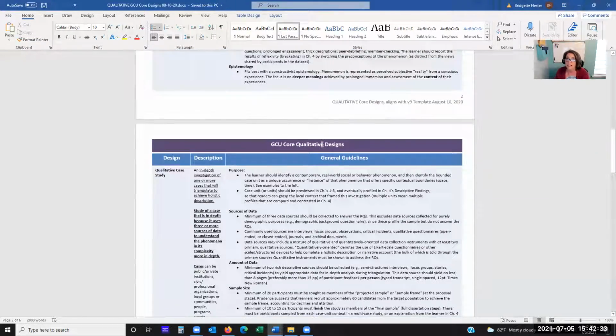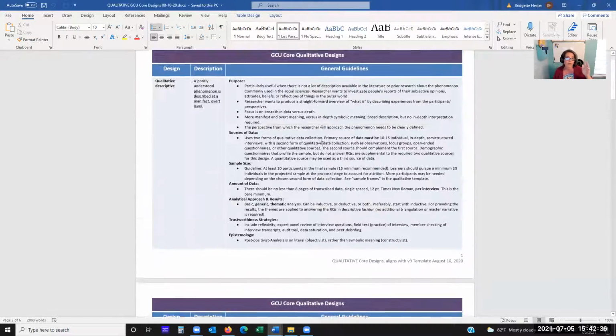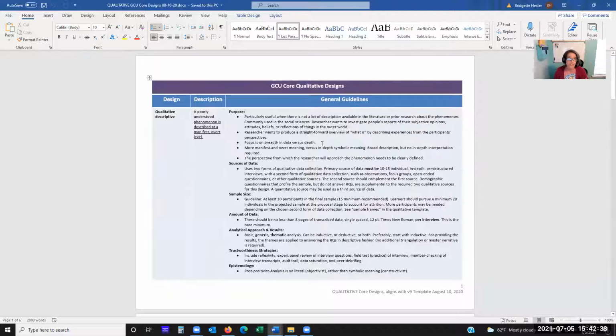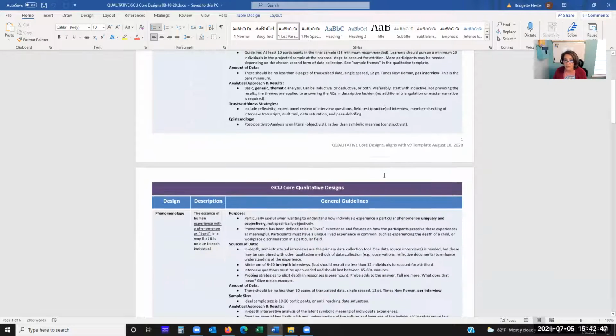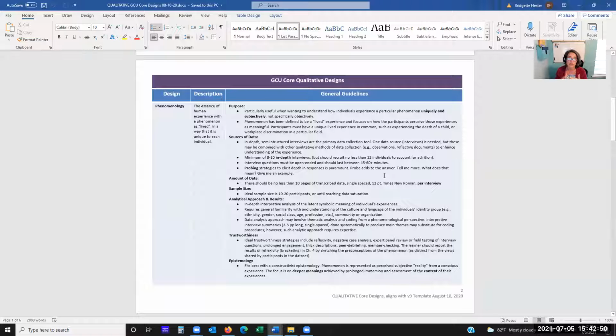So one design, QDD, is no less difficult than a case study, and a case study is not necessarily more or less difficult than phenomenology. The design is driven by what your study is, and so it's driven by what your recommendations are. So I can't tell you, hey, you should do this, or hey, you should do that. Your chair will help you decide that.